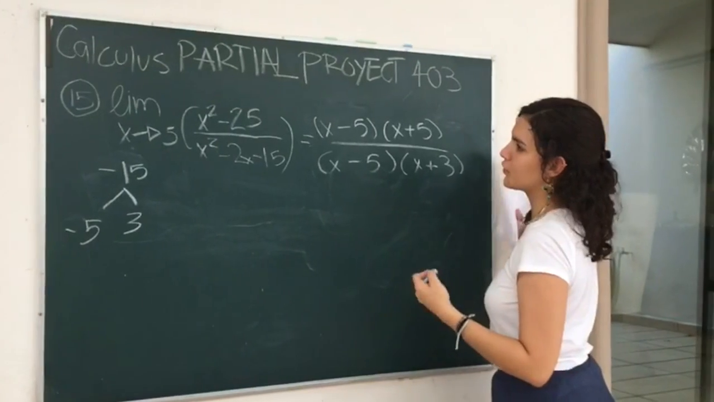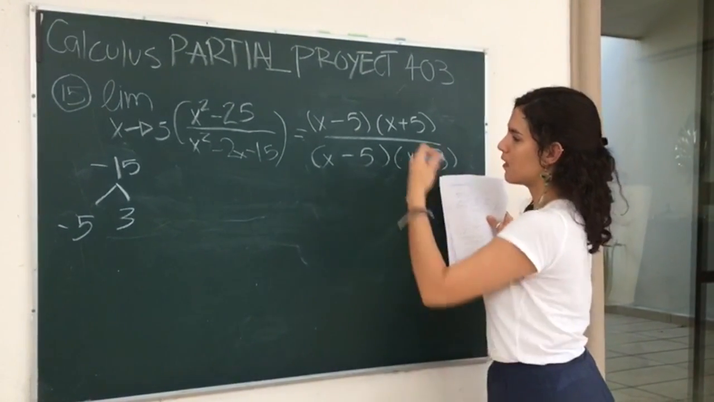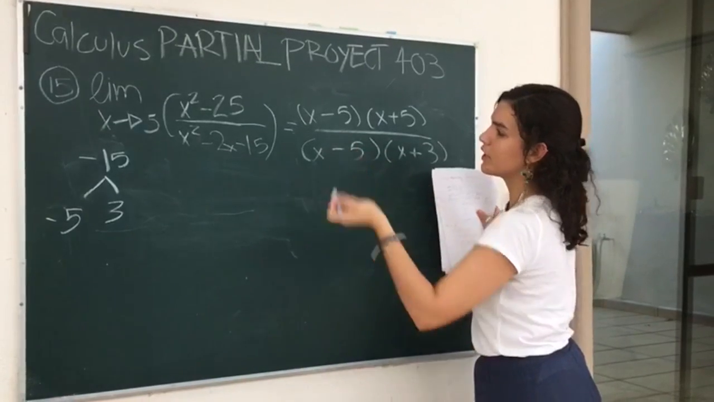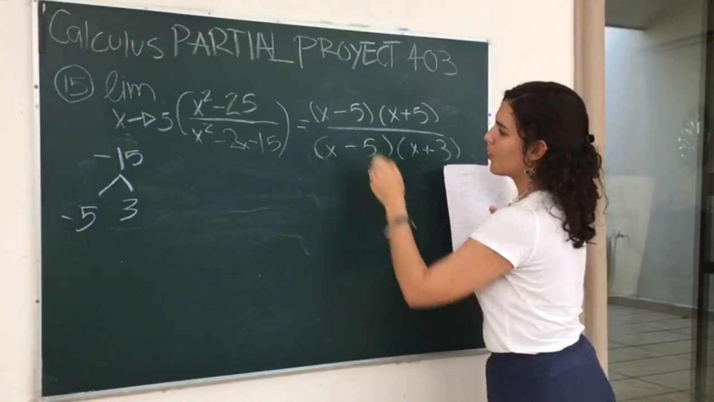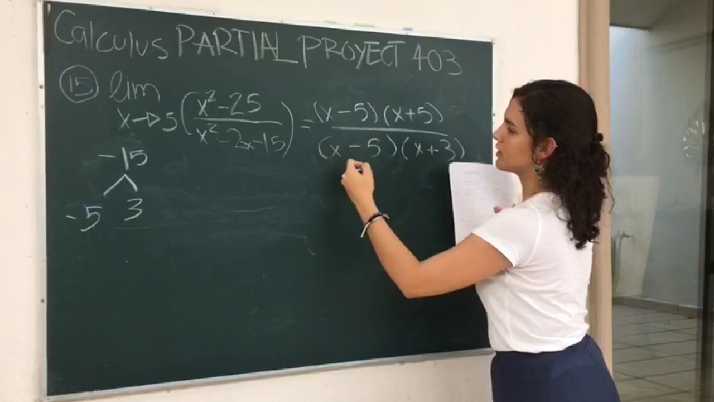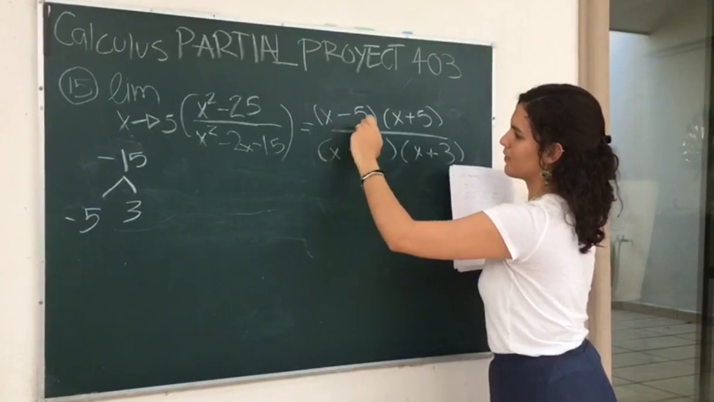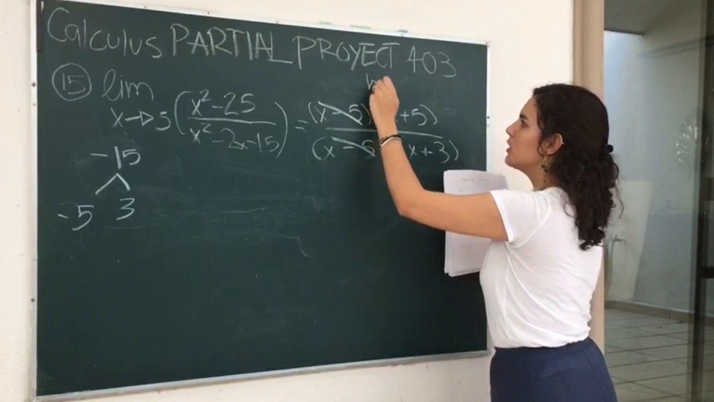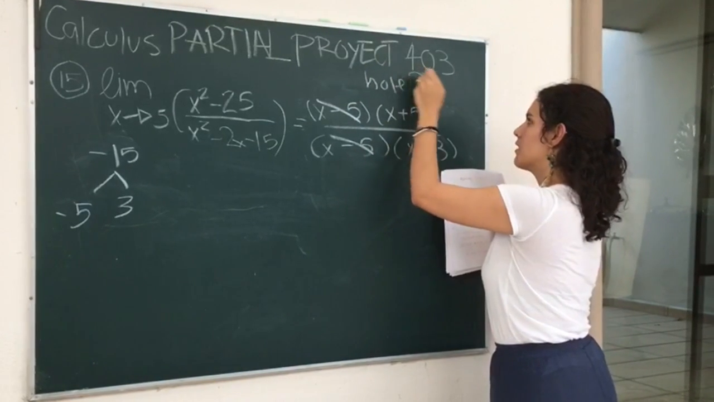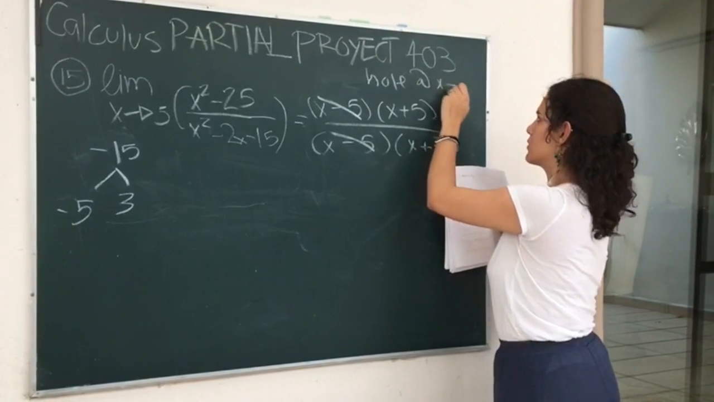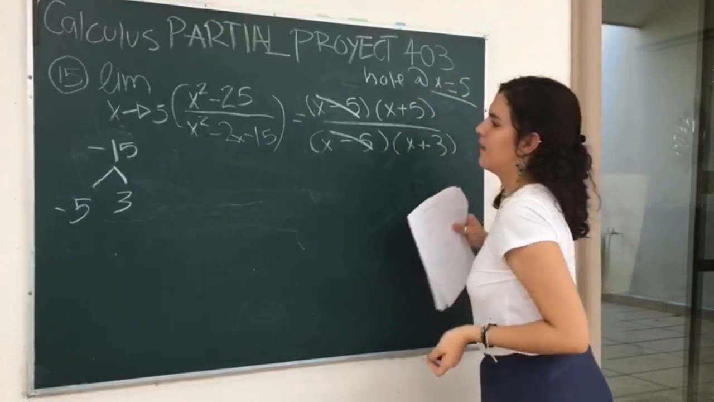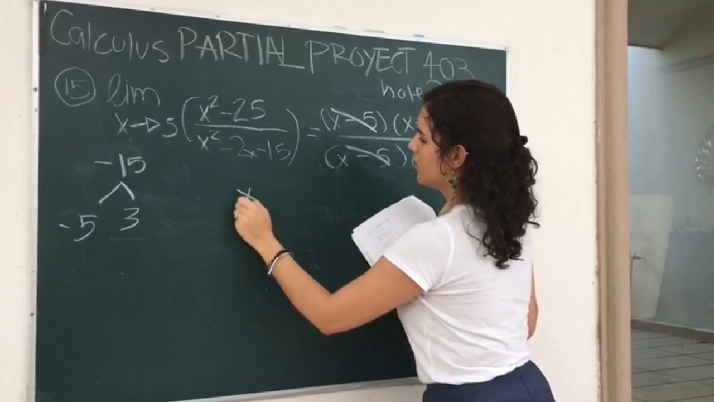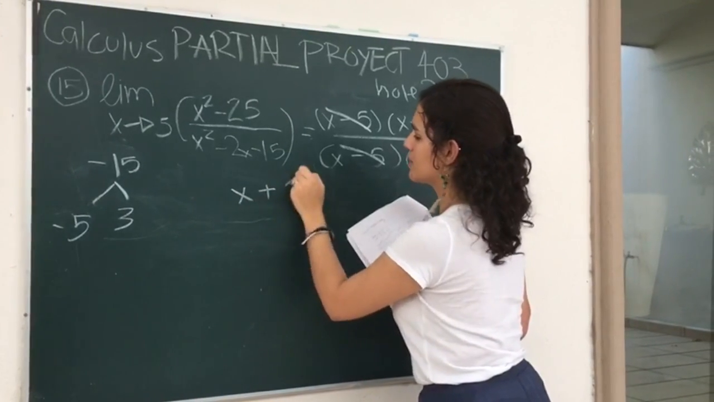Once you have your factorized fraction, you can delete the terms that repeat in the numerator and the denominator. In this case, it's x minus 5. So you cancel these two, and in that moment you know that your hole is at x equal to 5. After you cancel, you have what's left over.